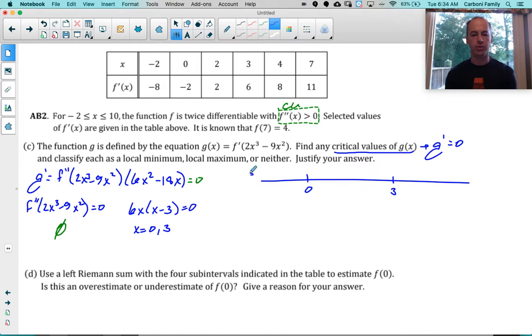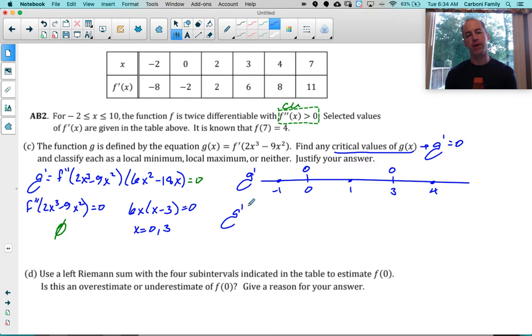I like to label my number line. This number line does represent the derivative of G. 0 and 3 actually make G prime equals 0. And then we're going to pick our test points. I'll do -1, I'll do +1, and +4. And we're going to determine if G prime is positive or negative at those values.